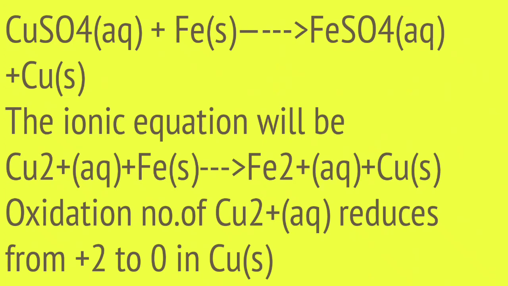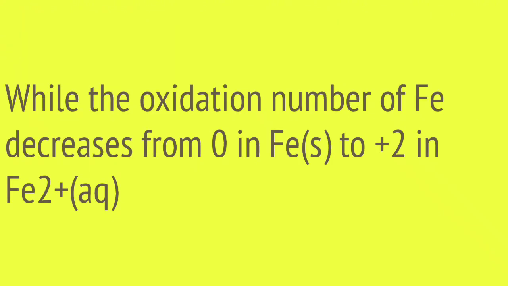Now, we call it a redox reaction because the oxidation number of copper in copper 2 ions is plus 2. On the product side, it is now copper metal being produced, whose oxidation number is 0. Therefore, there is a decrease in oxidation number from positive 2 to 0. Thus, a reduction has happened. Then on the other hand, we have the oxidation number of iron moving from 0 to positive 2.